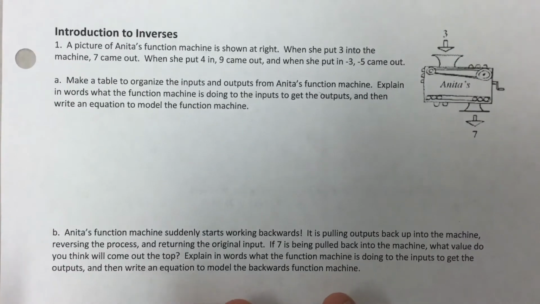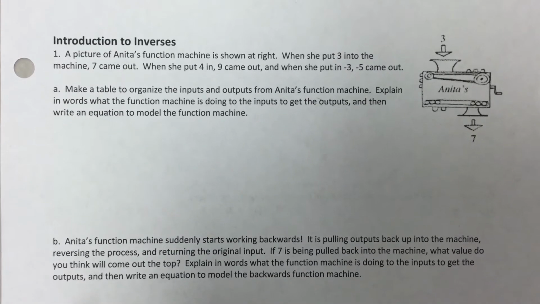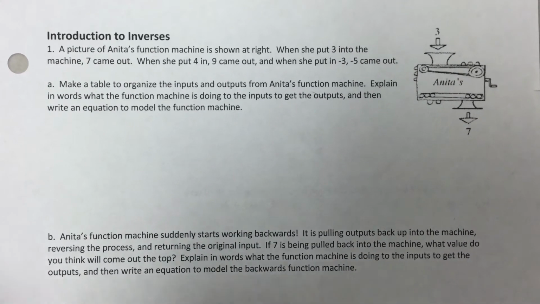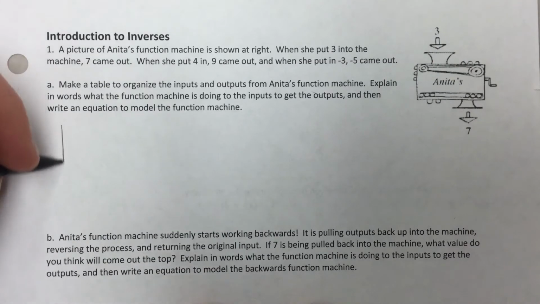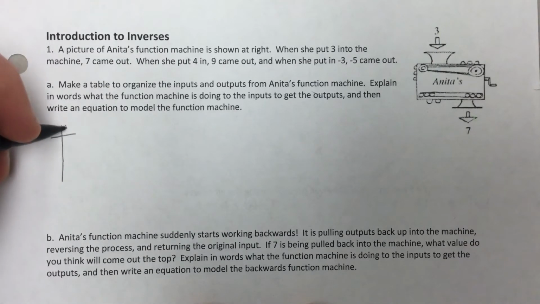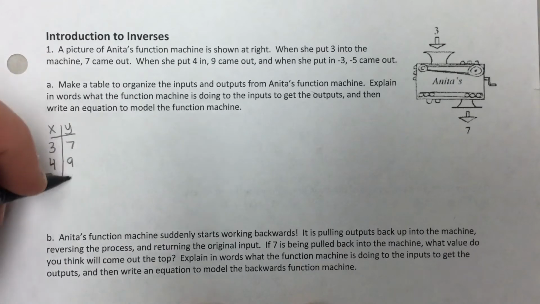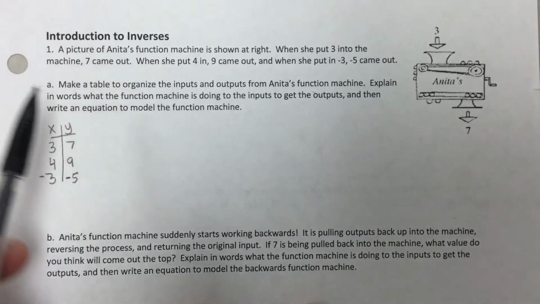So our introduction to inverses. It says a picture of Anita's function machine is shown at right. When she put 3 into the machine, 7 came out. When she put 4 in, 9 came out. And when she put -3 in, -5 came out. So when we make a table, all right, 3 is the input, 7 came out. 4 is the input, 9 came out. And then -3, -5 came out.